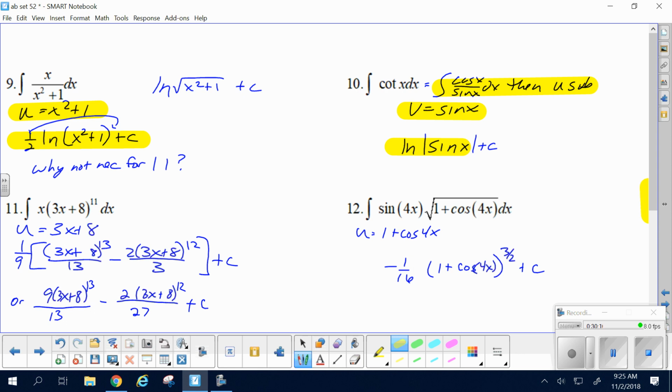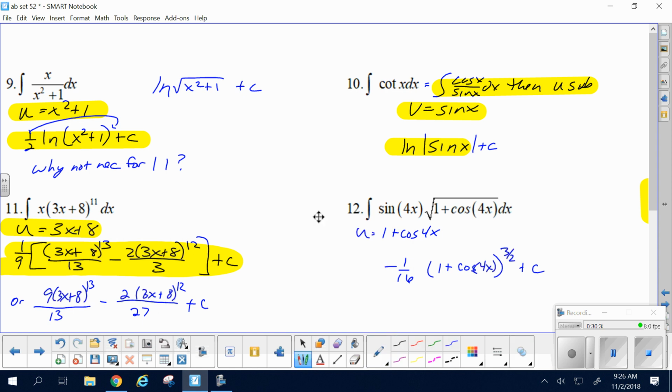On 11, I let u equal 3x plus 8, which allowed me to distribute later. This is the way I wrote my answer on my paper. I don't do a lot of simplifying. I usually leave it ugly. 1/9 (3x plus 8) to the 13th over 13 minus 2 (3x plus 8) to the 12th over 3 plus c. This, by the way, came from reducing.